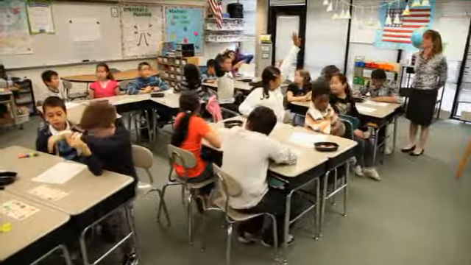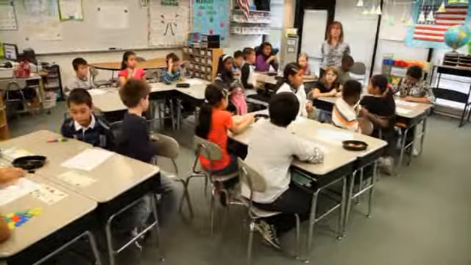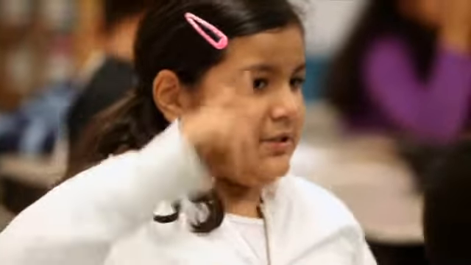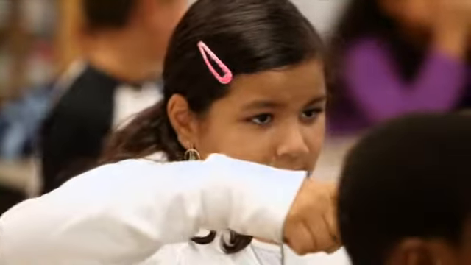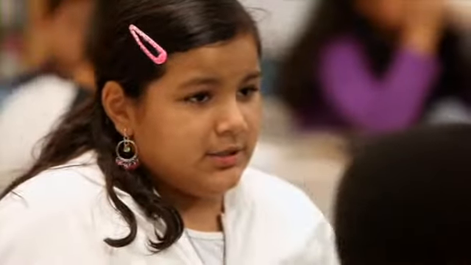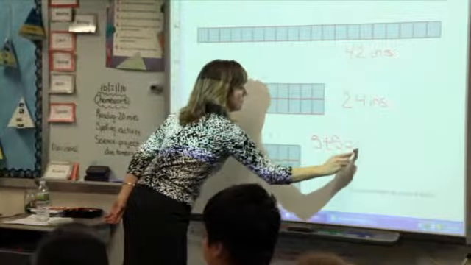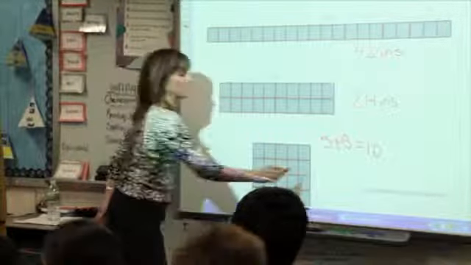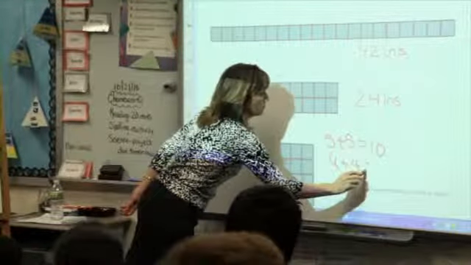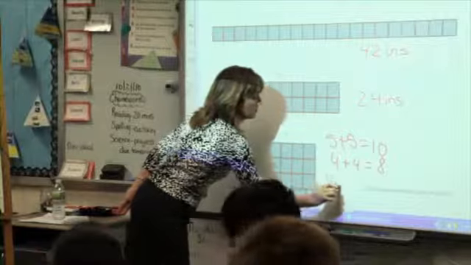Perimeter for the last shape. Jessie Lau. 20. Do we agree that the perimeter is 20? Nicole. I disagree with Jessie. Can you tell us why you disagree with Jessie? Because the way I figured it out is there's 5 on the top and 5 on the bottom, which equals 10. Plus there's 4 on each side. Right. And 4 plus 4 equals 8. So then 10 plus 8 equals 18.